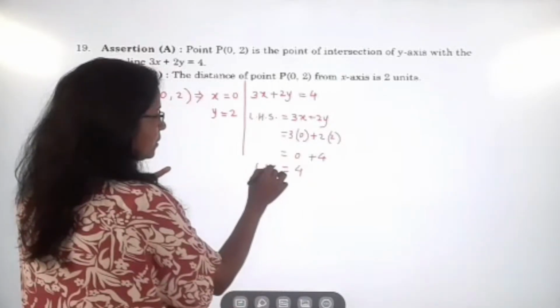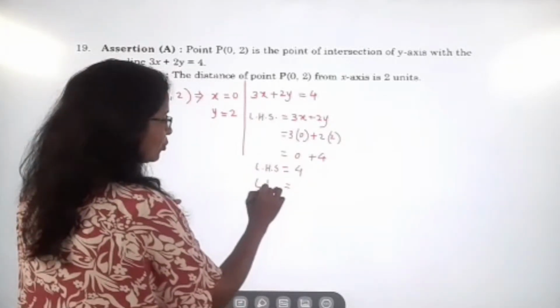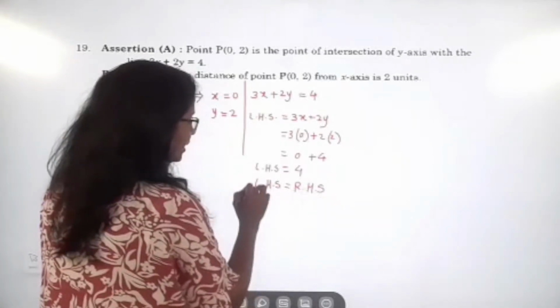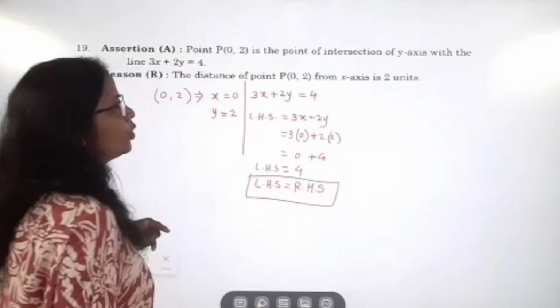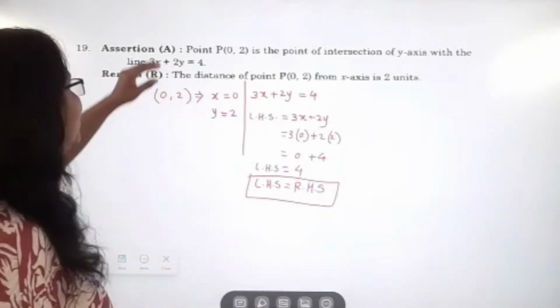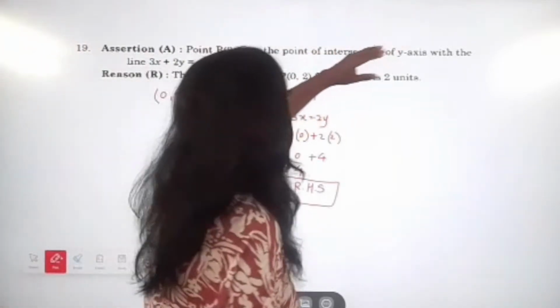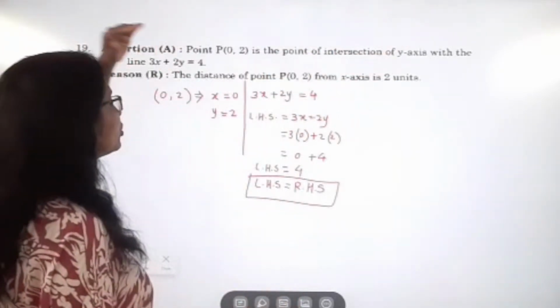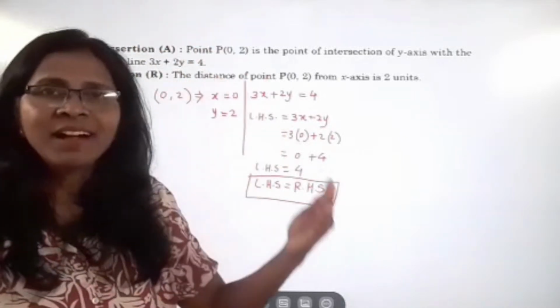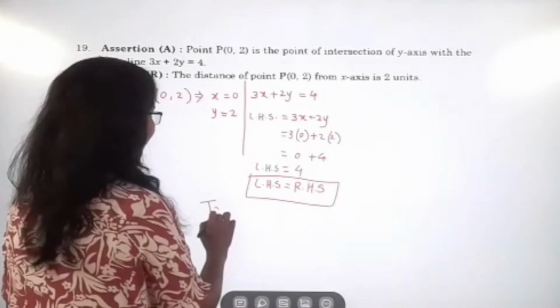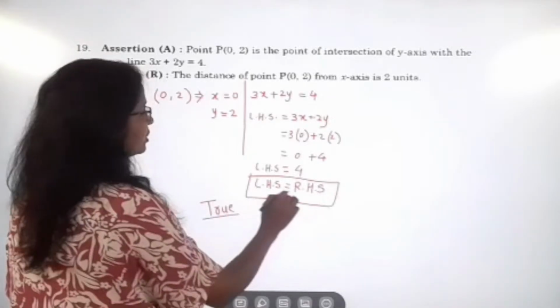So the LHS is equal to 4, and 4 is nothing but the RHS. LHS is equal to RHS. That means point P(0, 2) is the point of intersection of the y-axis with the line 3x plus 2y is equal to 4. So the assertion is true.